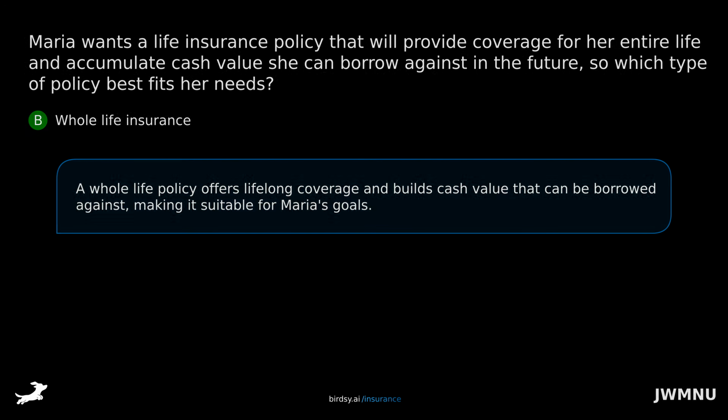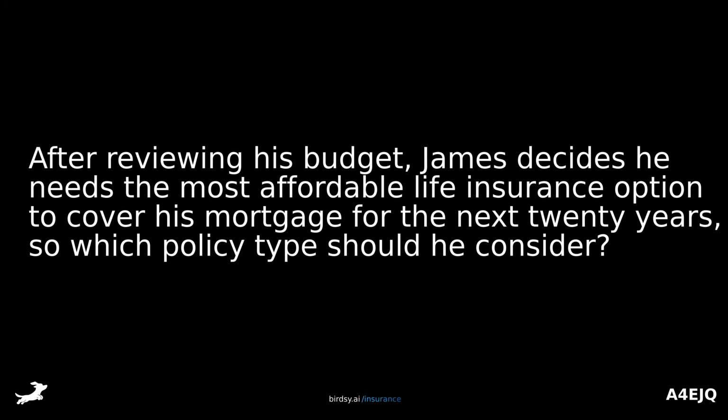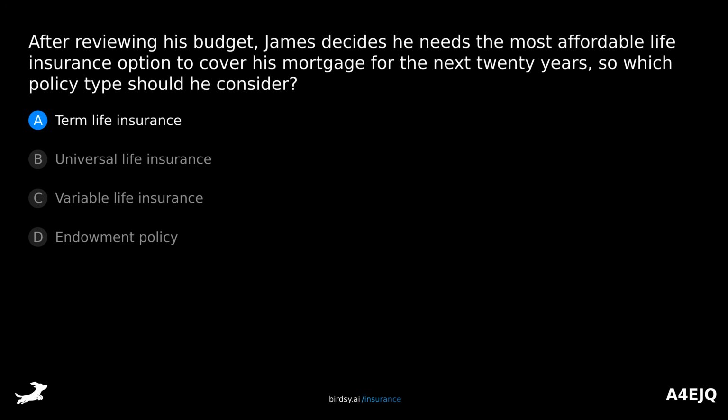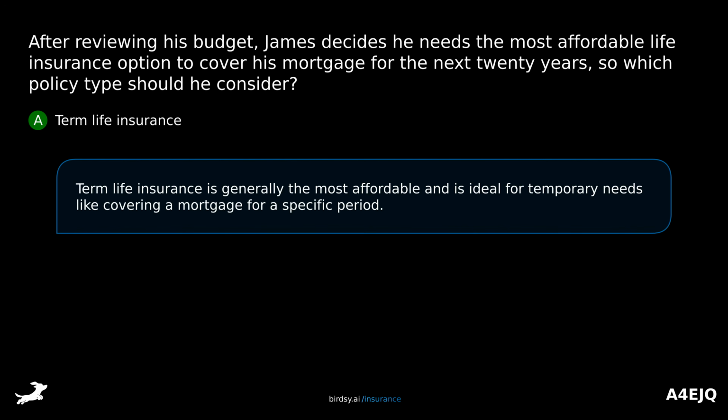Maria's goals. After reviewing his budget, James decides he needs the most affordable life insurance option to cover his mortgage for the next 20 years. So which policy type should he consider? Is it A, term life insurance, B, universal life insurance, C, variable life insurance, or D, endowment policy? The correct answer is A, term life insurance. Term life insurance is generally the most affordable and is ideal for temporary needs like covering a mortgage for a specific period.